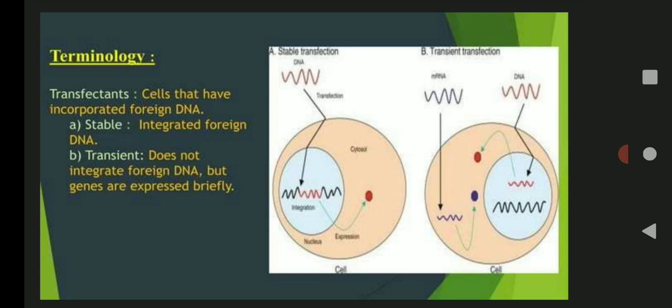During transfection, we come across various terminologies. The cells that are going to be incorporated with the foreign DNA are called transfectants. Stable means the integrated foreign DNA is called stable, and transient means the cells which are unable to uptake the foreign DNA are called transient.